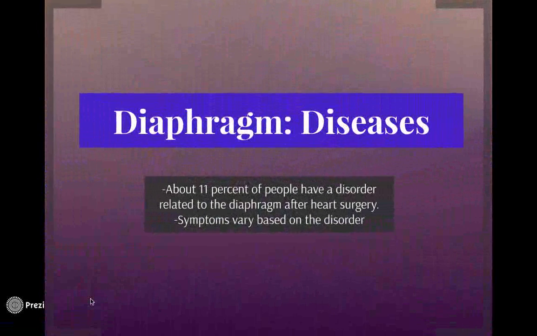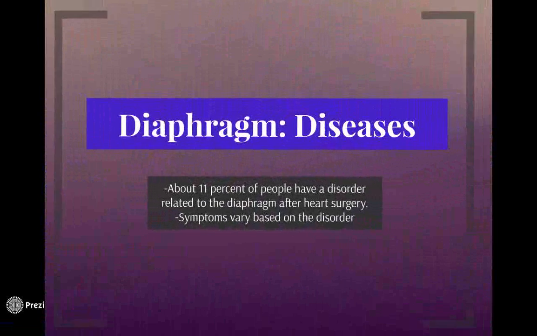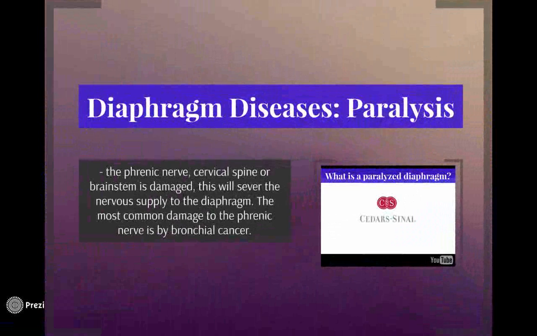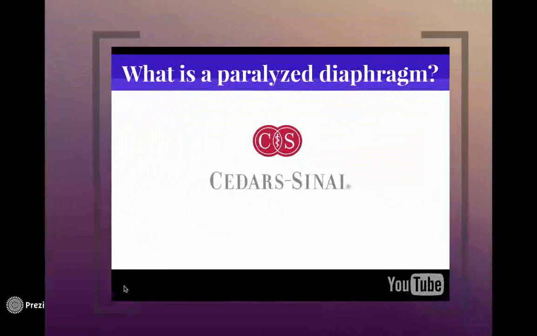Diaphragm diseases. About 11% of people have a diaphragm disorder, and that is caused by heart surgery. Symptoms vary based on the disorder. A typical disease of the diaphragm is paralysis. The phrenic nerve, cervical spine, or the brainstem is damaged, and this will sever the nervous supply to the diaphragm. The most common damage to the phrenic nerve is by a bronchial cancer.